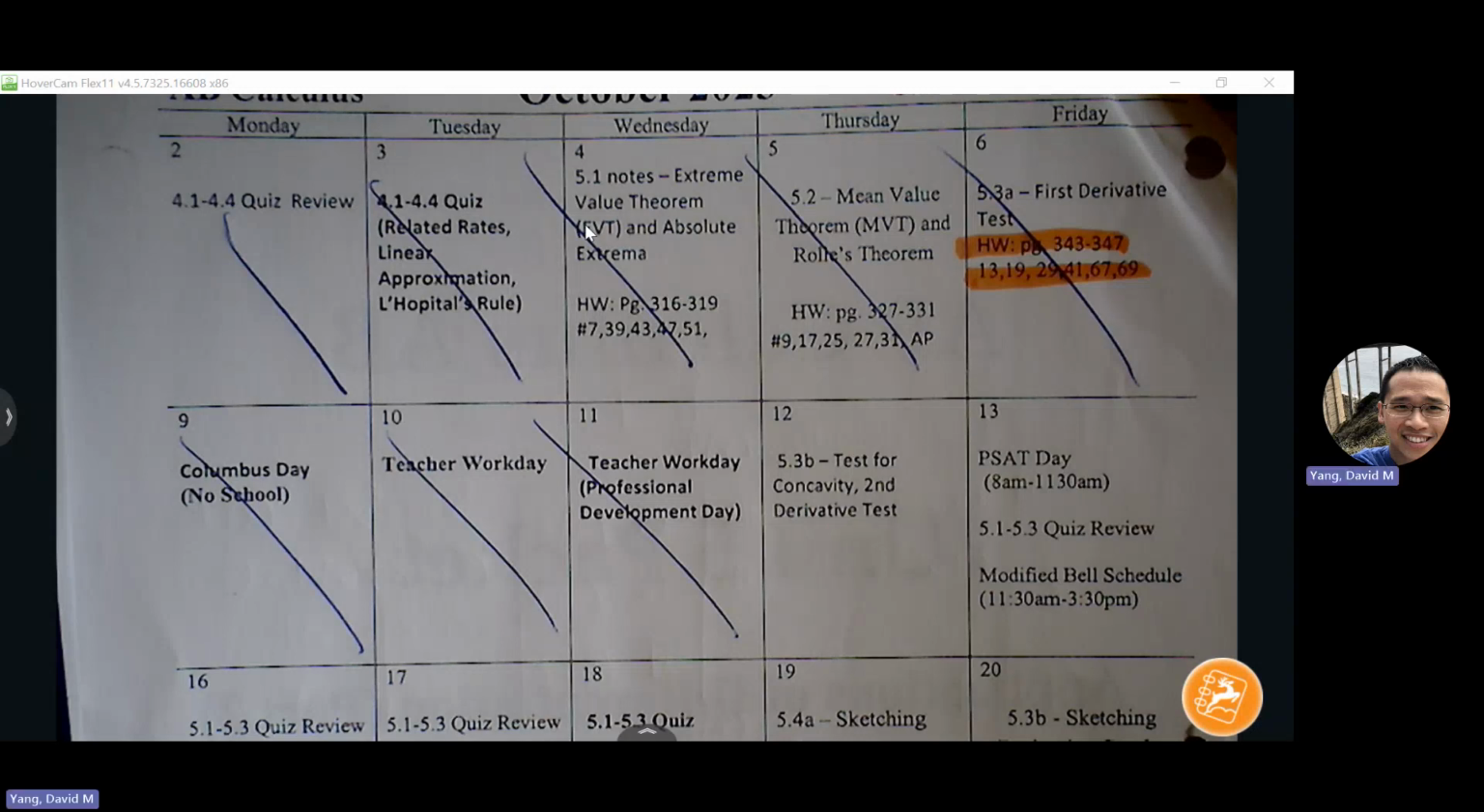Okay, so we're going to finish up on this topic called test for concavity and second derivative test, which in a sense is kind of related to what we did on Friday. And then that will finish our new topics before our quiz.